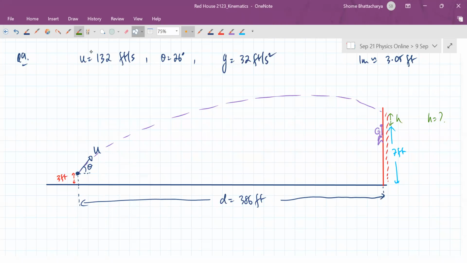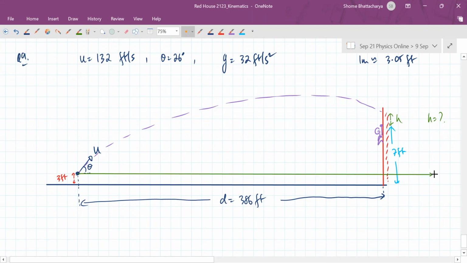So we want to calculate how much this h is. What we'll do is the standard thing. We'll take the point of projection as our origin, horizontal as our x-axis, vertical as our y-axis. So we'll write out the equation of trajectory.